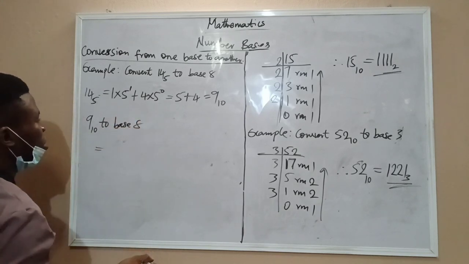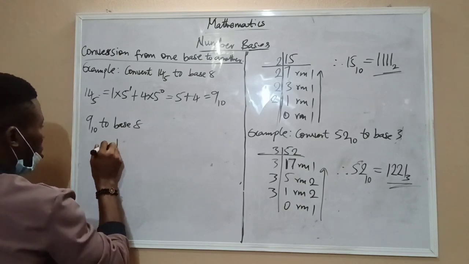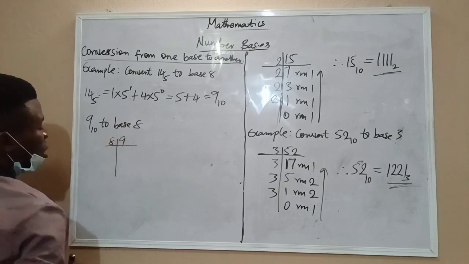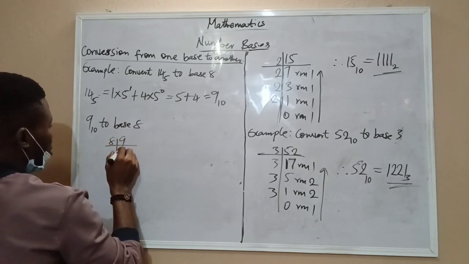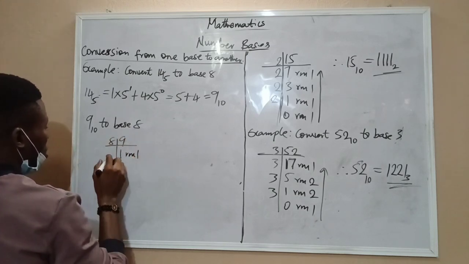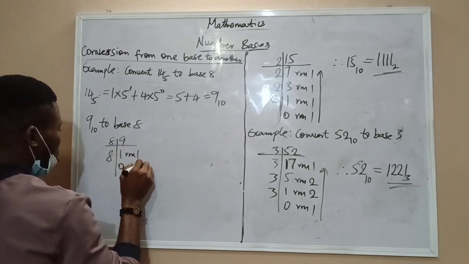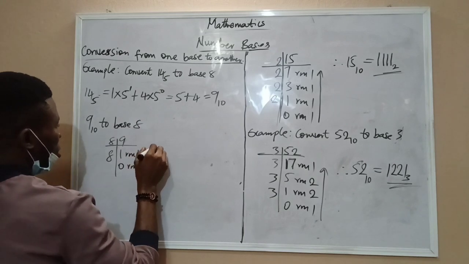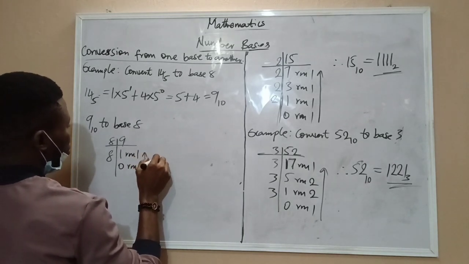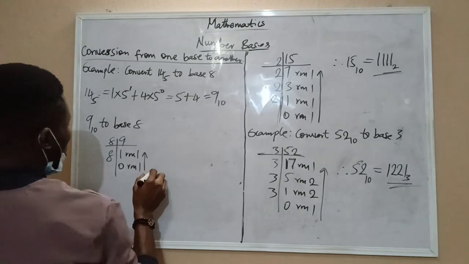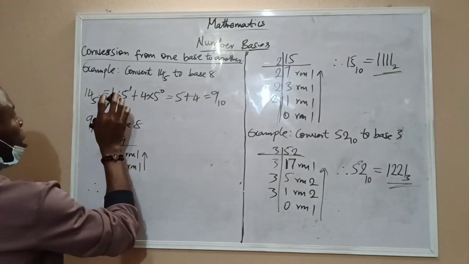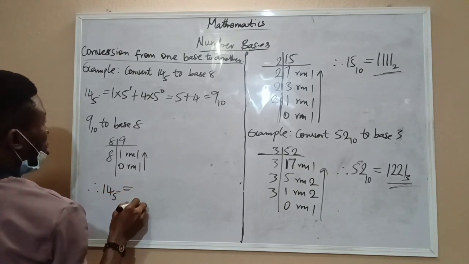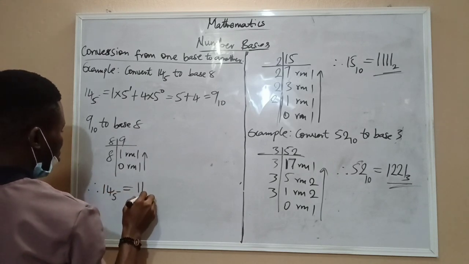This implies we do the normal division, dividing with base 8. This is 9, this is 8. Then 8 in 9 is 1 remainder 1. Then 8 in 1 is 0 remainder 1. Take this way. Therefore 14 base 5 equals 11 base 8.